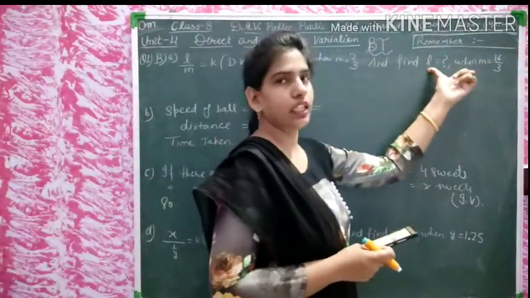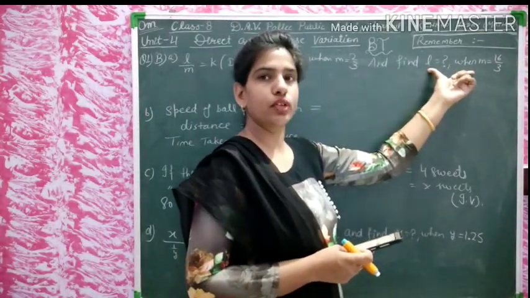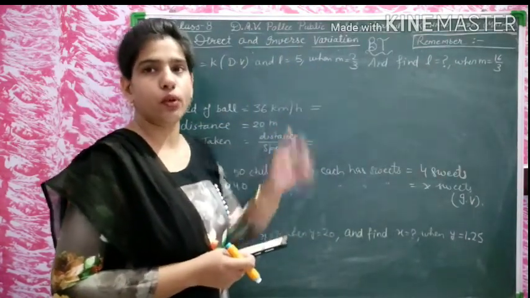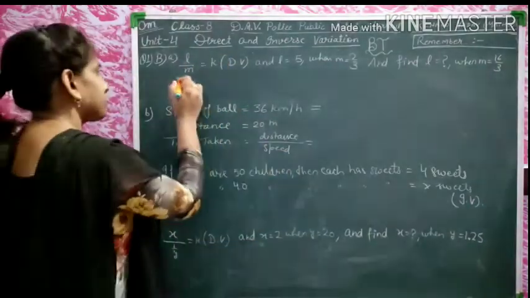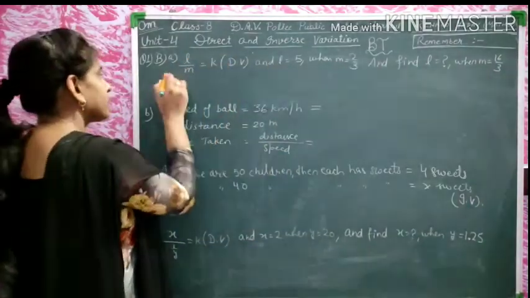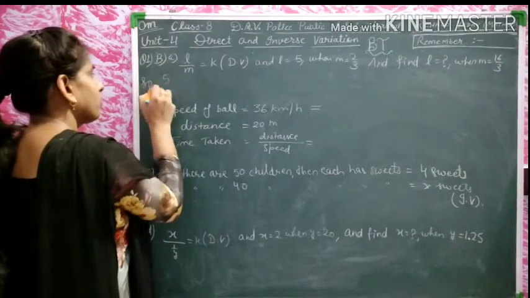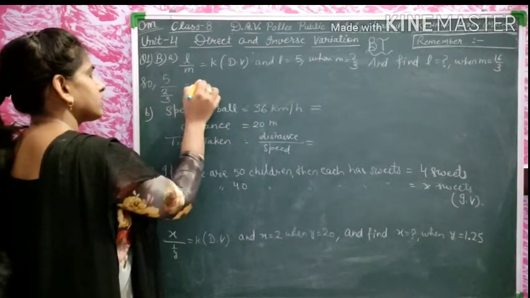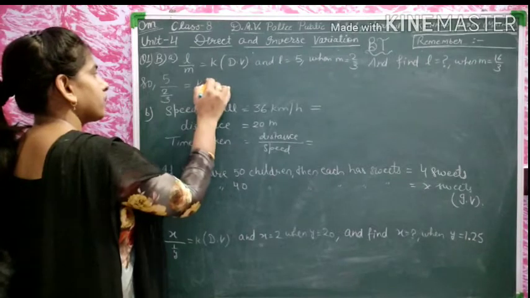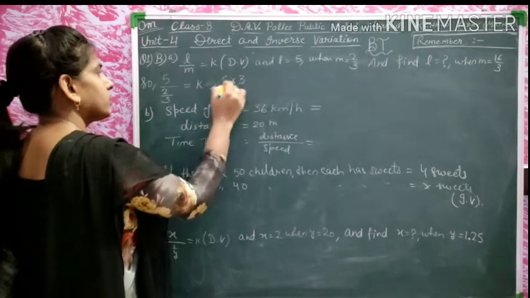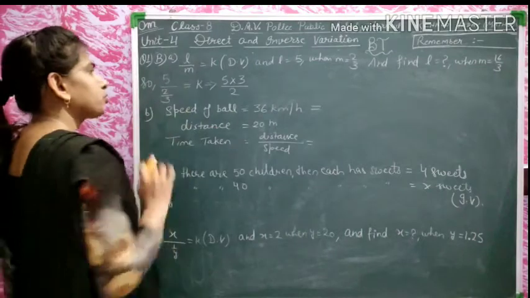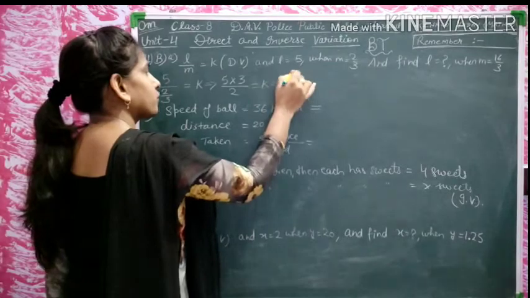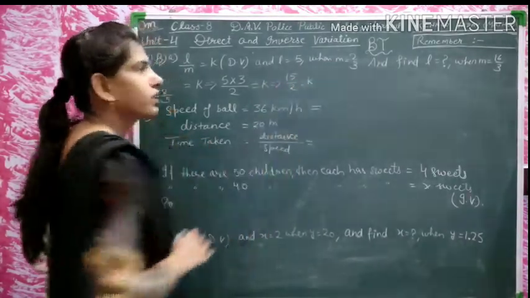This will be found if we know the constant value. Both the values are given here. We find the constant value from there. Constant ratio, that is L by M. L is given as 5. So 5 by, what is M here? 2 by 3. This is equal to K. It implies 5 into 3 by 2. This 3 comes to the numerator and this 2 as denominator, and this is equal to K. It means 15 by 2 is equal to K here.